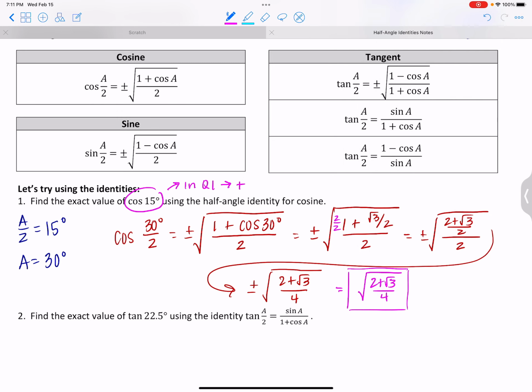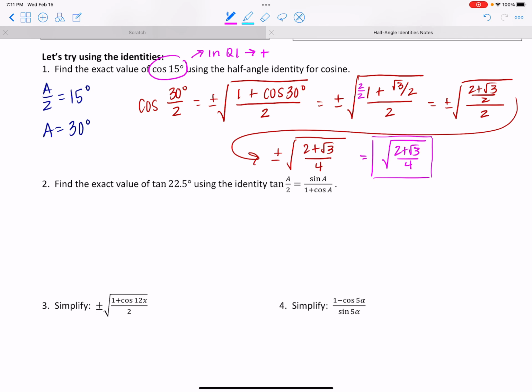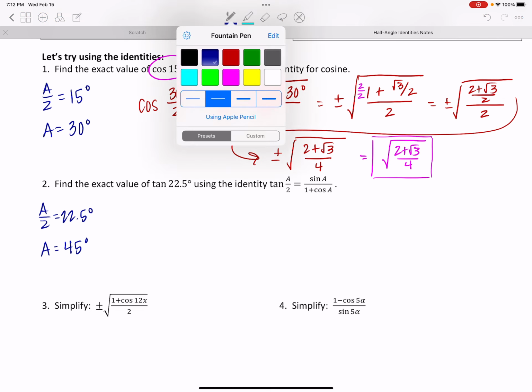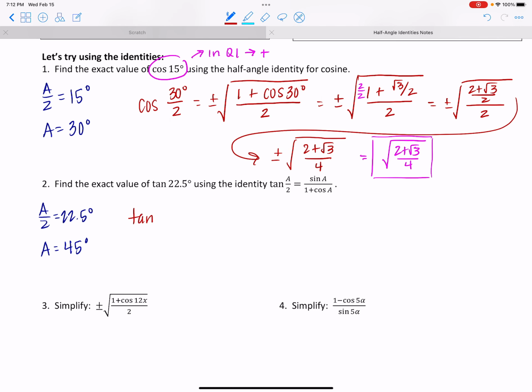Alright, so let's try it again. This time we're going to find the exact value of the tangent of 22.5, and because we have a lot of options for that, I specified which half angle identity to use. So again, here is where we normally have a over 2. So if a over 2 is equal to 22.5, that means a is twice that, and twice 22.5 is going to be 45 degrees.